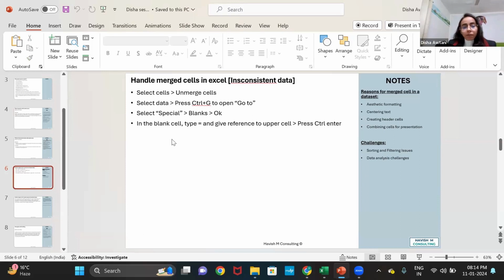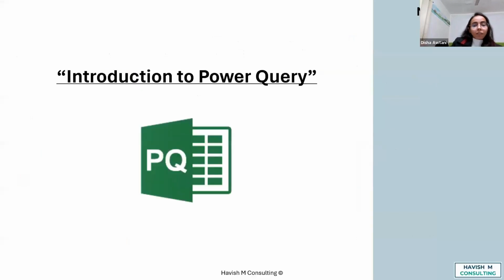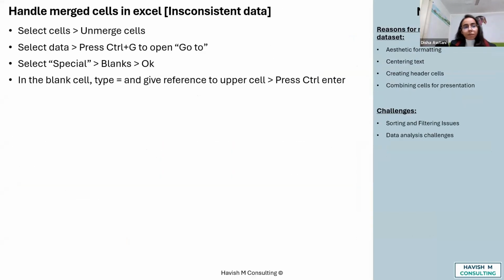But due to merging cells, we can find many challenges, like sorting and filtering issues. Merged cells can disrupt sorting and filtering functions in Excel. When you attempt to sort or filter a range that includes merged cells, the results may not be as expected. And it also creates a challenge in data analysis. Merged cells can make it more challenging to perform certain types of data analysis, such as creating pivot tables or using functions that require contiguous ranges. So these types of challenges you can find.